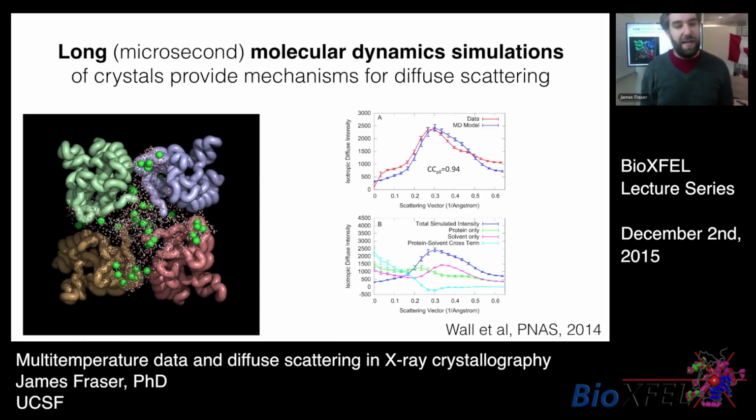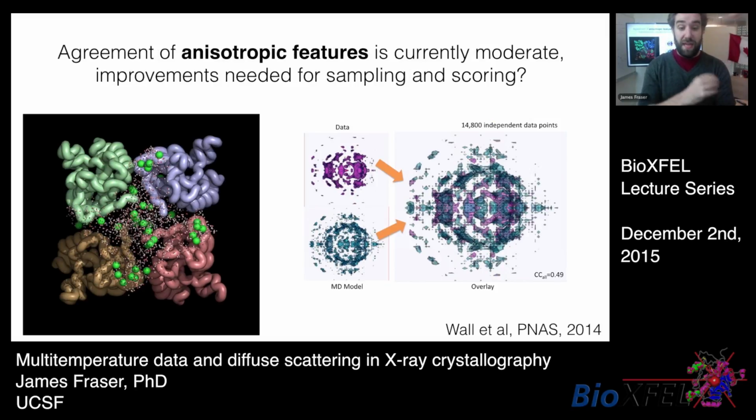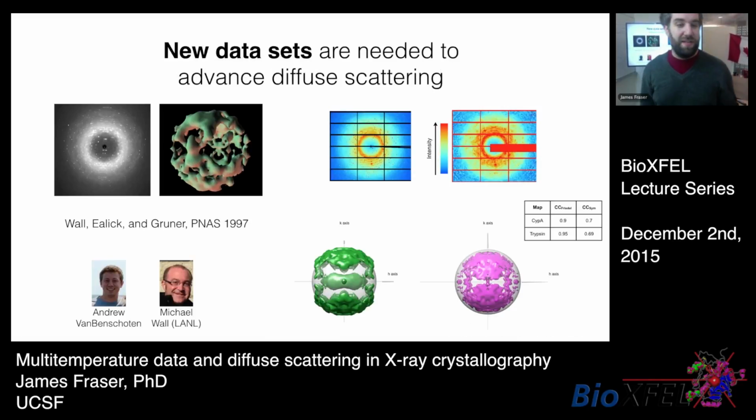We've done that in two primary ways. First, we've used long molecular dynamic simulations of proteins in crystals to test mechanisms of diffuse scattering. And this agreement is very, very nice in terms of the isotropic diffuse scattering, but still needs some improvement in terms of the anisotropic diffuse scattering, which are really the features that we care about. This is how the protein is moving and how the solvent is moving relative to protein. And this also suggests an opportunity for molecular dynamics where we might actually motivate improvements in sampling and scoring as well.